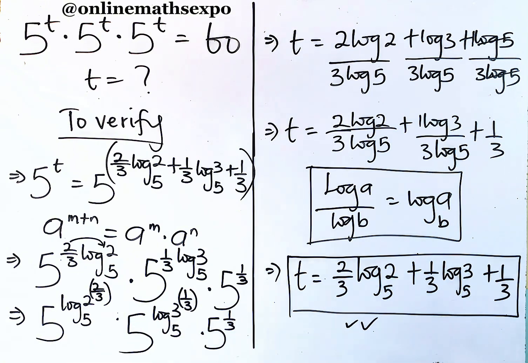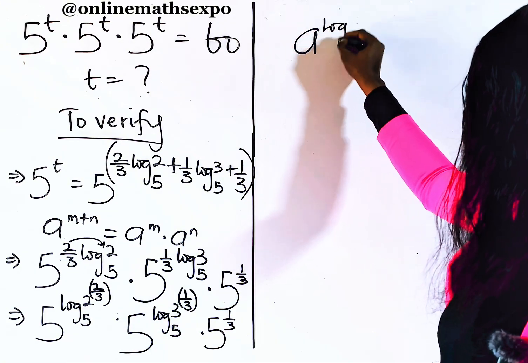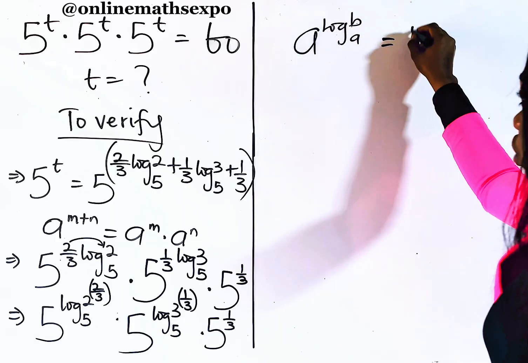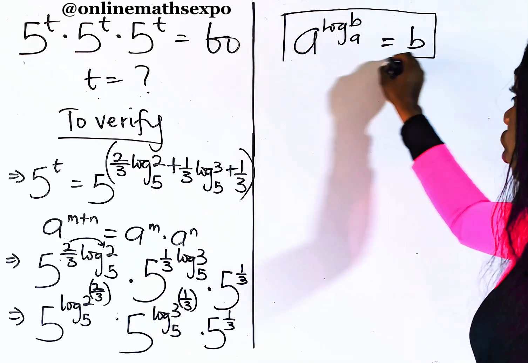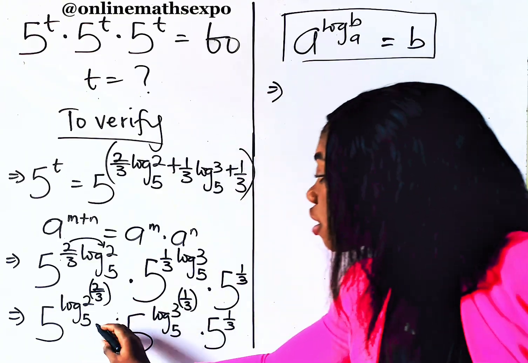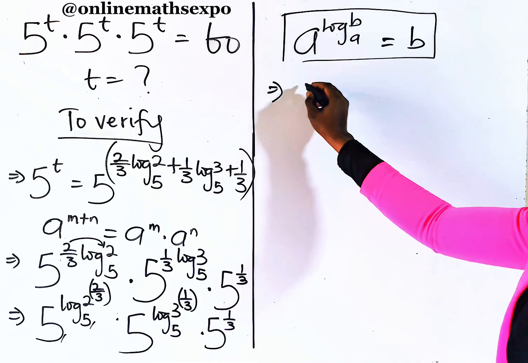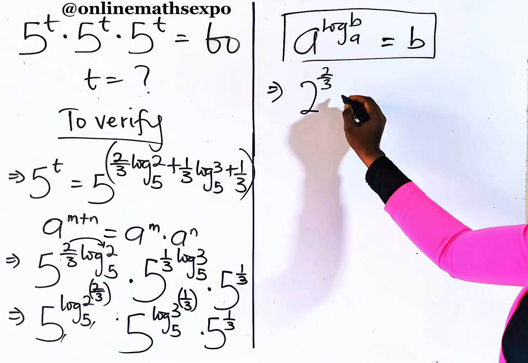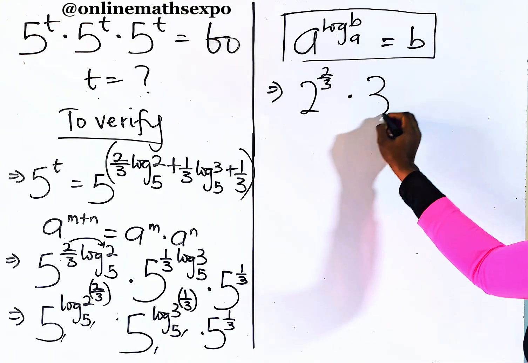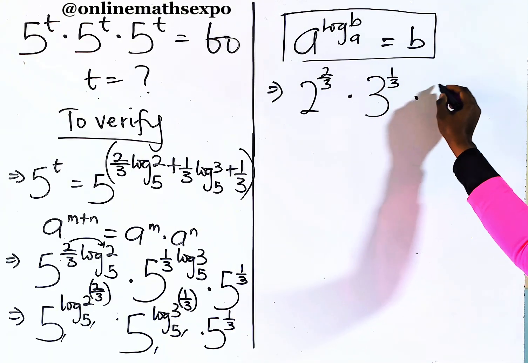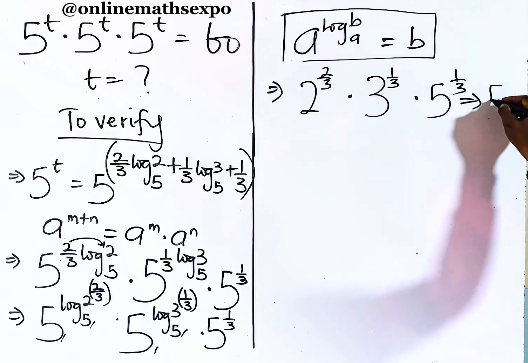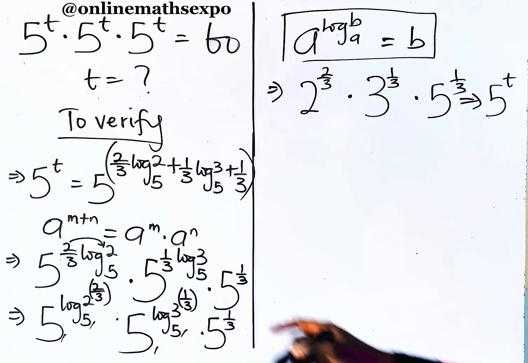Now keep solving. For every a to the power of log of b base a, the base of the log and this are the same. It's always equal to this number b. So we're going to apply this rule to help us to simplify. In that case, you see that these two are the same. So we're going to have 2 to the power of 2/3 is multiplied. This and this are the same. So we have 3 to the power of 1/3 is multiplied by 5 to the power of 1/3. And this is what we have for 5 to the power of t, just one.